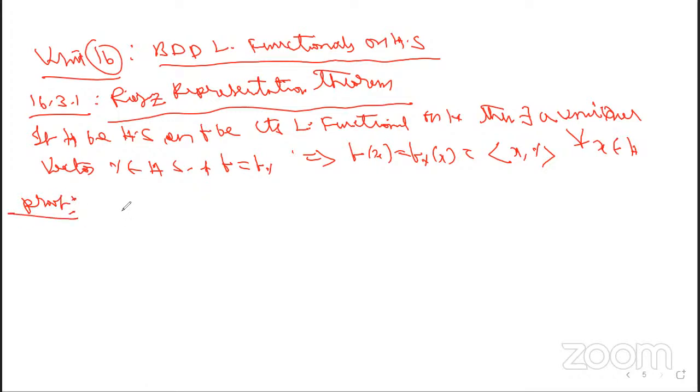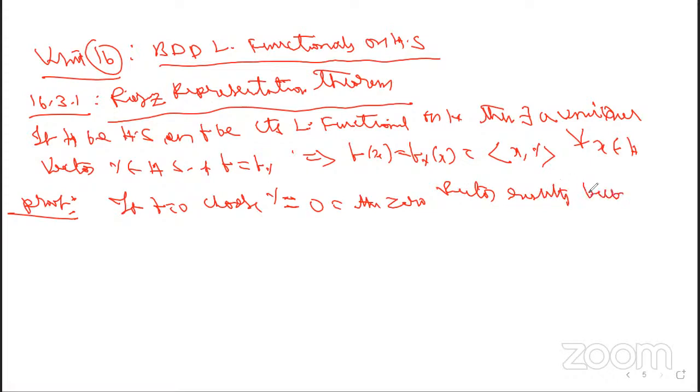If f equals 0, we can choose y equal to 0, the zero vector, and the result becomes trivial. So assume that f is not equal to 0.